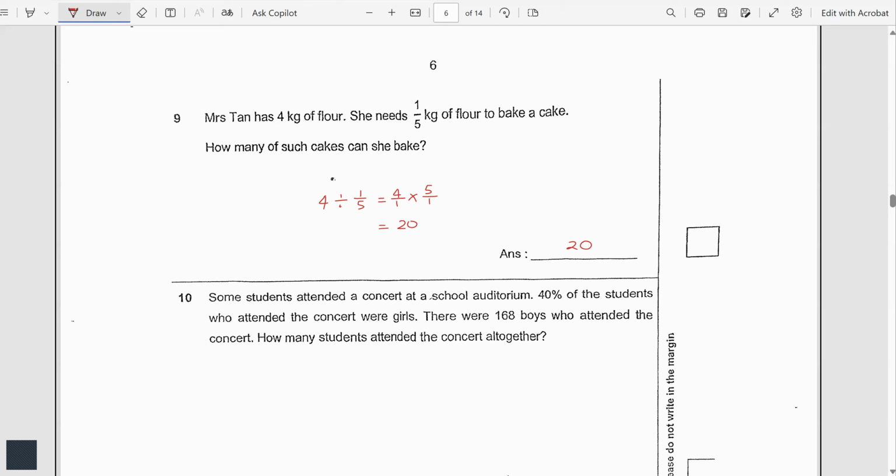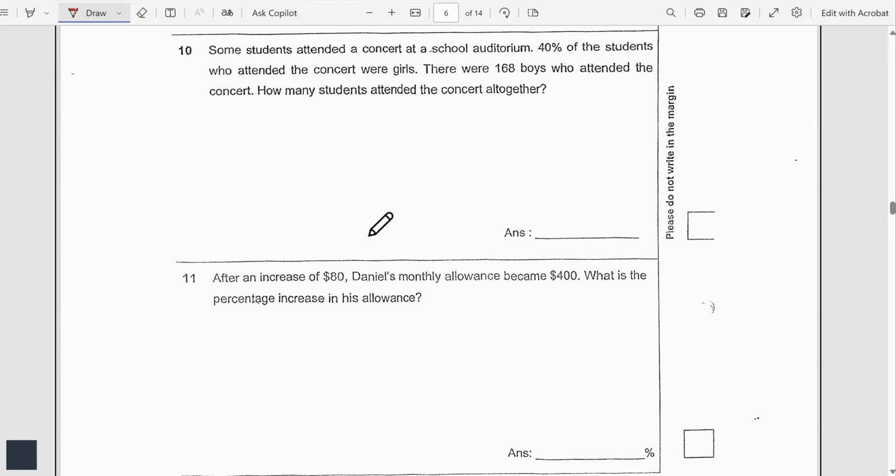Next, question 10. Some students attended a concert at a school auditorium. 40% of the students who attended the concert were girls. There were 168 boys who attended the concert. How many students attended the concert altogether? Right, okay, so we have girls and boys. 40% were girls, which means that the remaining 60% were boys. Okay, so 60% is 168.